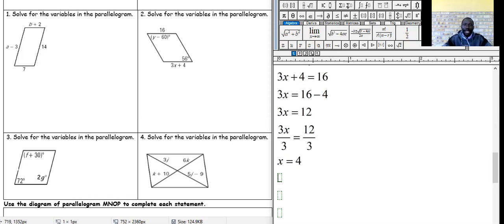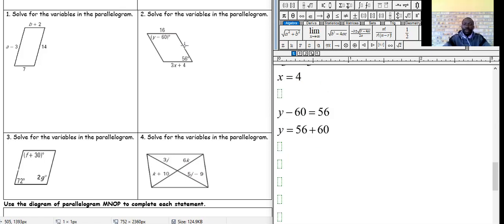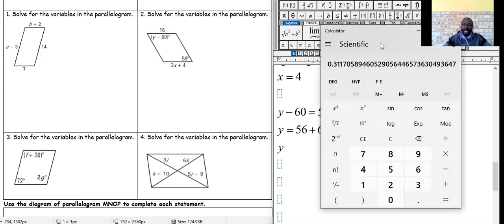Next thing, the angles. We are now done with the lengths. Now the angles. For the angles, we have this one, 56, opposite y minus 60. So we can write y minus 60 degrees is opposite to 56 and also equal to 56. So can we find the value of y in that case? Yes. y can be calculated when we add 60 onto 56. That way we can find the value of y. Well, what is it going to be? This is going to be 116, right?